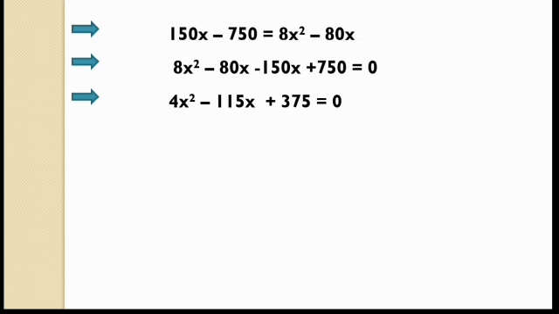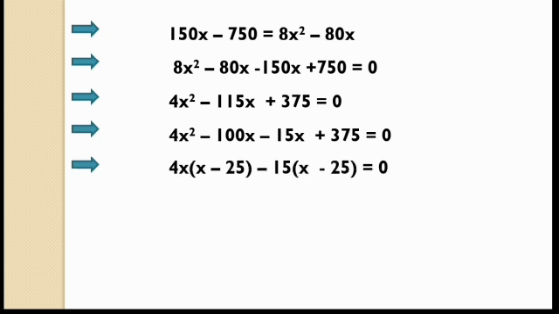And if we divide by 4 from both sides, we will get 4x square minus 115x plus 375 equals 0. Now again we will factorize this by using the middle term split method. 4x square minus 100x minus 15x plus 375 equals 0. Then we will take common: 4x into (x minus 25) minus 15 into (x minus 25) equals 0. (x minus 25)(4x minus 15) equals 0.